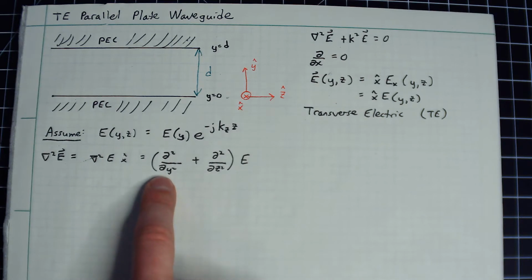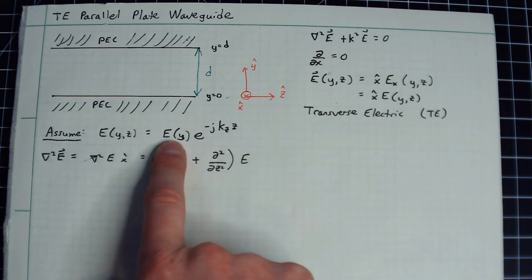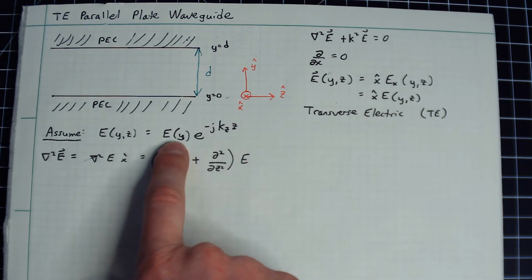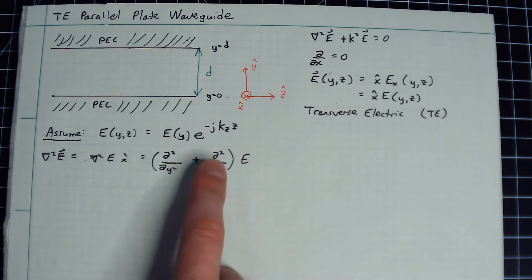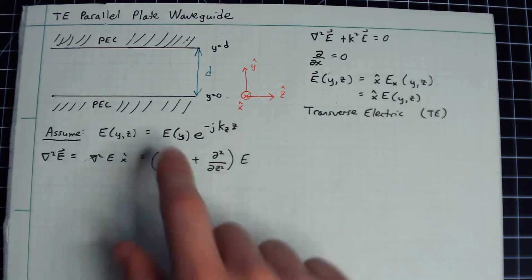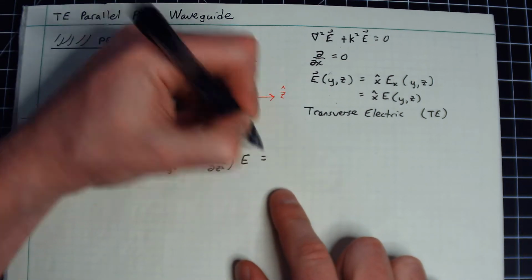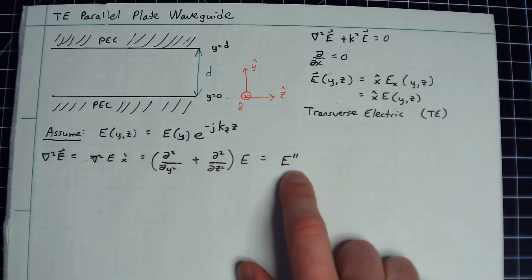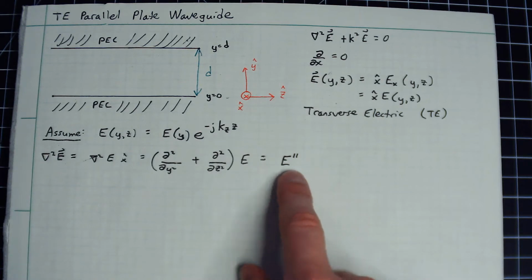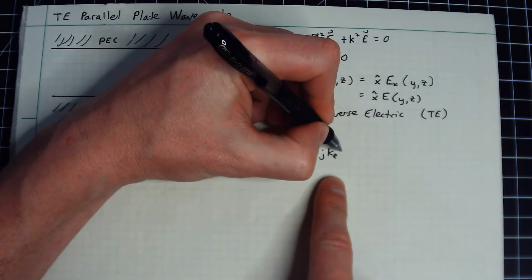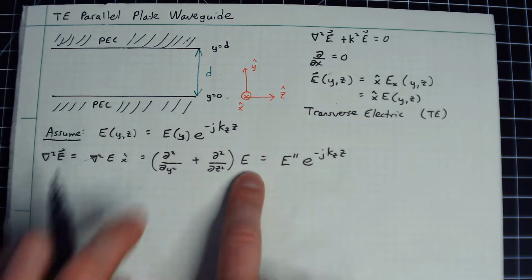And what you'll get is the partial derivative with respect to y here is going to act on this little separable bit here. So you notice we've kind of imposed a bit of a separation of variables here. So this derivative will act on the y function dependence here. And this derivative is just going to act on this complex exponential to give me a little kz squared. So essentially what I'm going to get is the following. I'm going to get E double prime, because it's just a function of y. So it's the second partial with respect to y, times e to the minus j k sub z z. So that's the first partial derivatives here.